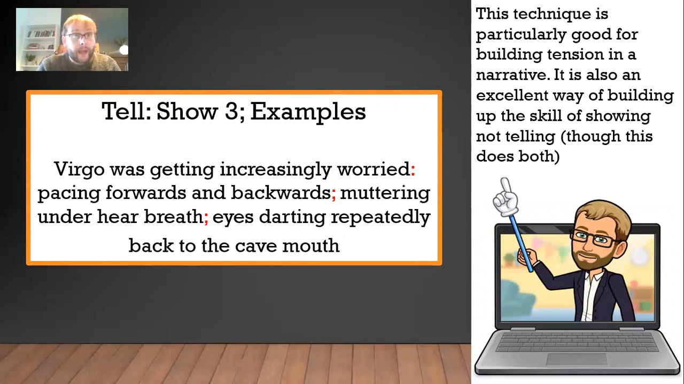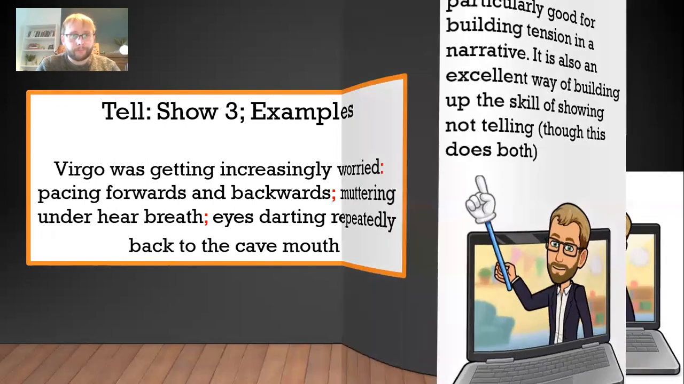So right there, you can see that I'm telling you how somebody feels, and then I'm showing you 3 ways in which they are showing that emotion. You separate your 3 with semicolons, and then you should be ending with a full stop, which I've somehow managed to miss, but you should then have a full stop. So that is the tell and show 3 examples technique, one of the authorial techniques.